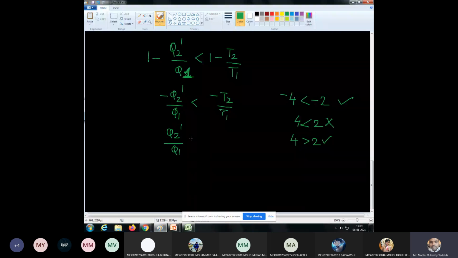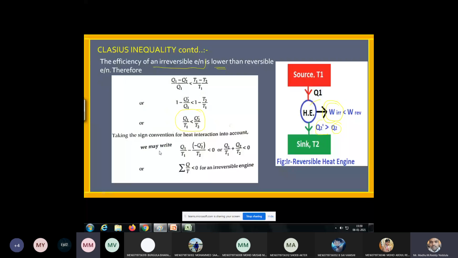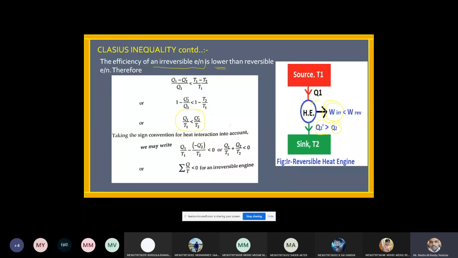In that way, I can write this one as Q2 dash by T2 is greater than Q1 by T1. Or further, I can write Q2 dash by T2 is greater than Q1 by T1. Agree? Yes, sir. Now come to our slide. That's what I have written here: Q2 dash by T2 is greater than Q1 by T1.